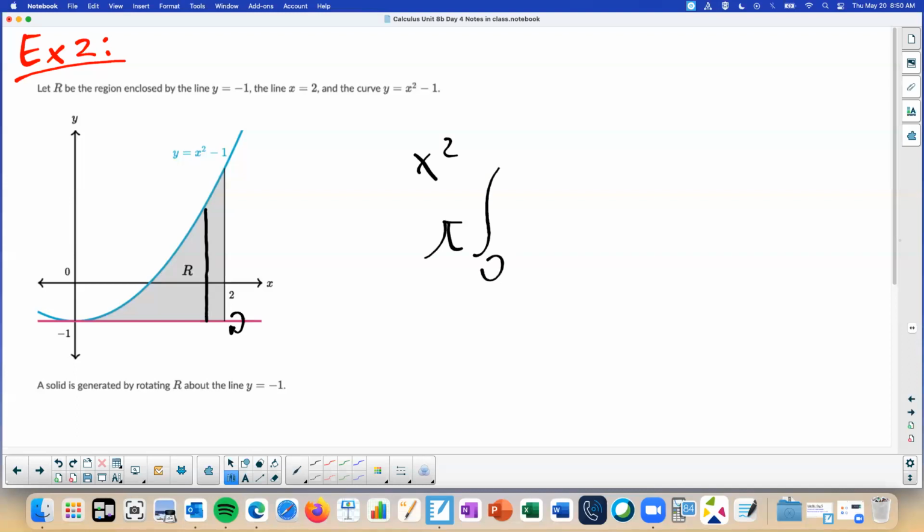Is that a pi? Yeah. What are you doing? You want me to rewrite it? Oh, my goodness, my handwriting is bad. No, that's a good pi symbol.